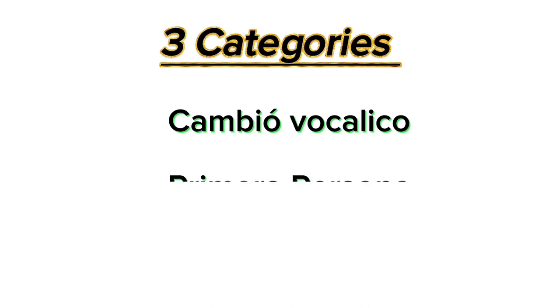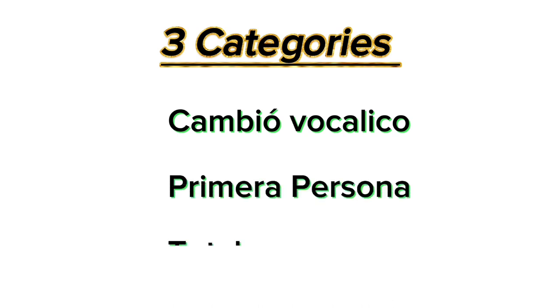Okay, now we have three categories of irregular verbs. Number one is cambio vocálico, that is vocal changes. Number two is primera persona, first person. And then total irregular, that is the ones which are totally changed.